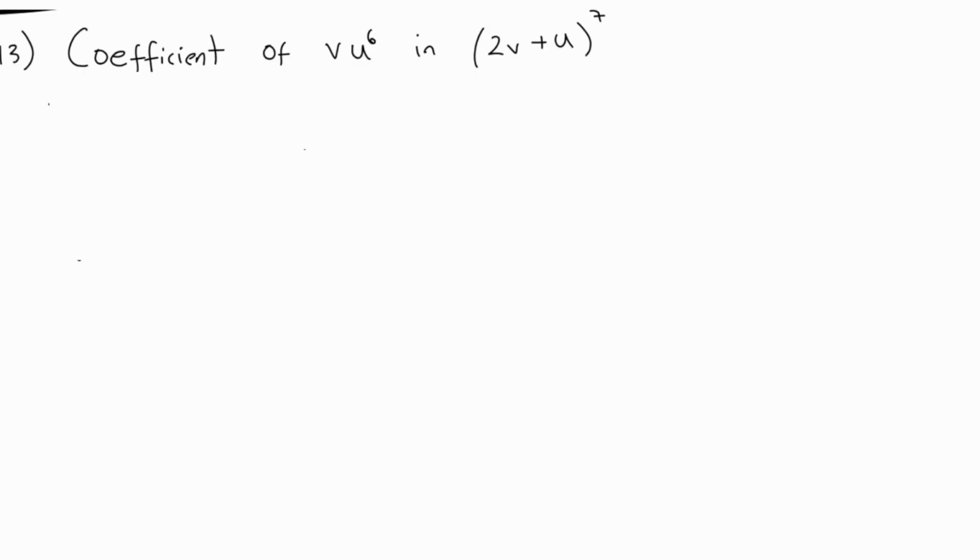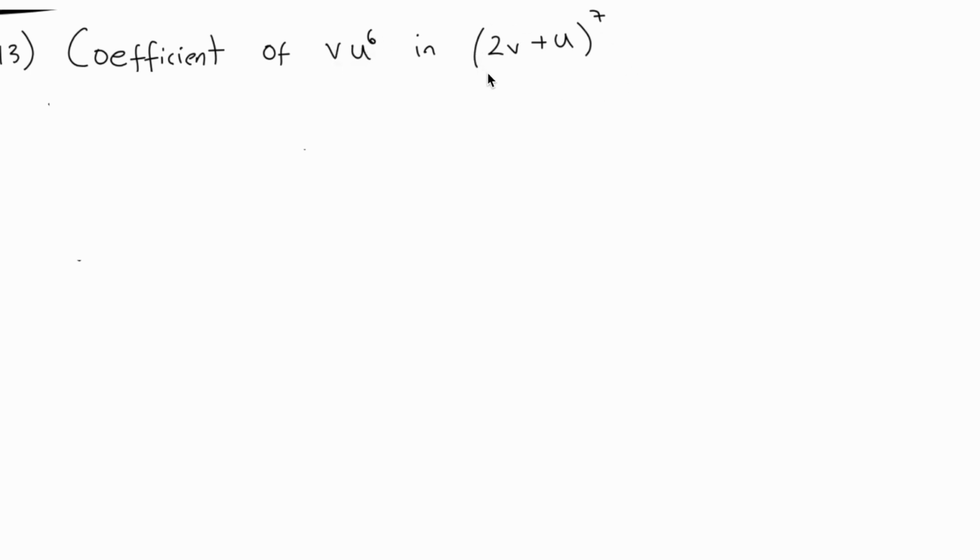Great. So I'm still going to use the general term formula to solve, for example, this problem. So look at this problem. This problem is telling you that I want to find the coefficient of the term that has b to the 6.